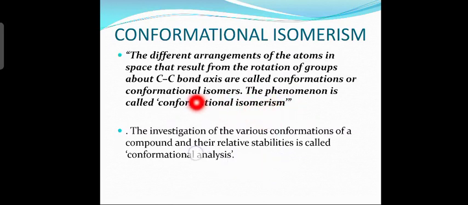When you rotate about the carbon-carbon bond axis of any molecule in space, different arrangements are possible. That is called conformational isomerism, and the isomers are called conformational isomers. The investigation of the various conformations of a compound and their relative stabilities is called conformational analysis. What is conformational analysis? The investigation of various conformations of a compound. That is called conformational analysis.